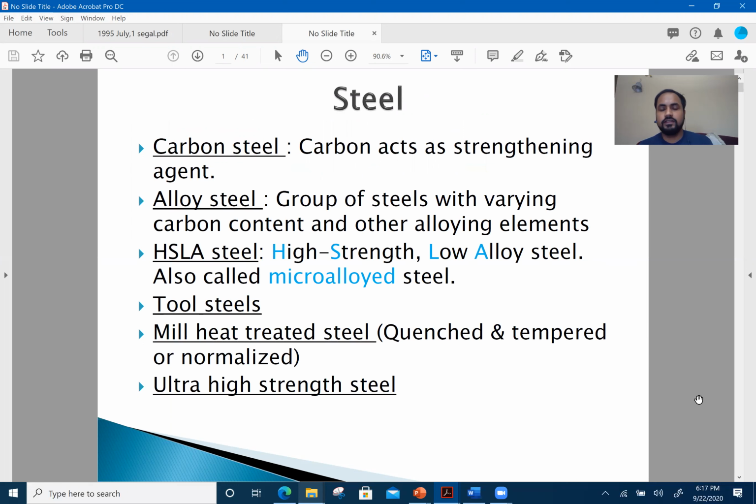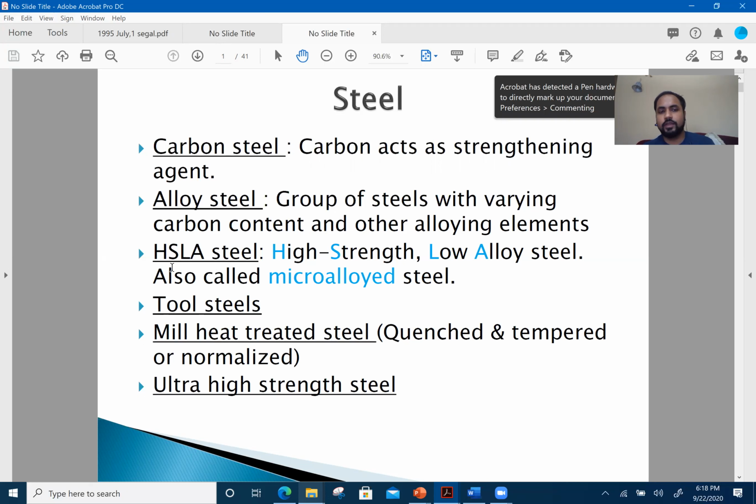When we talk about steel, till now what we were discussing was carbon steel. That means the steel has just iron and carbon. Now you can add a lot of alloying elements and form different kinds of steel. So carbon steel, we discussed that. You can have alloy steel, where you have different alloying elements that are added to the steel.